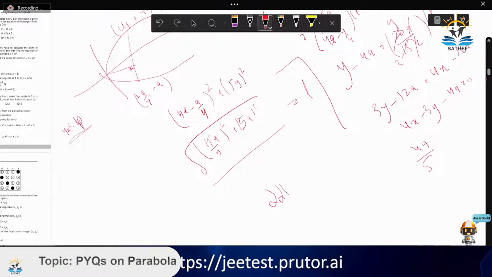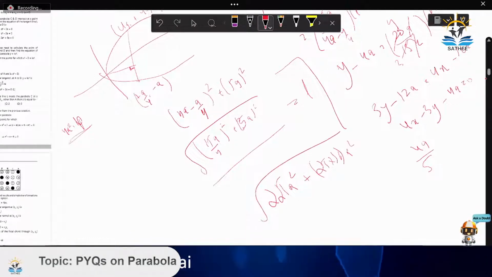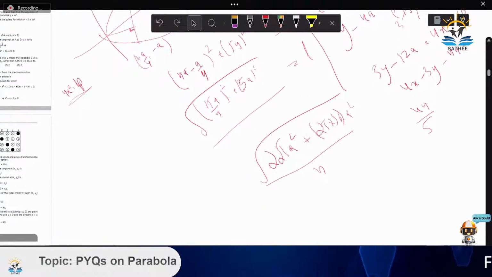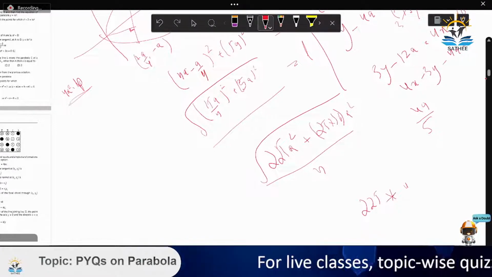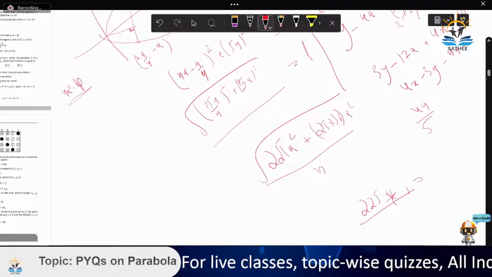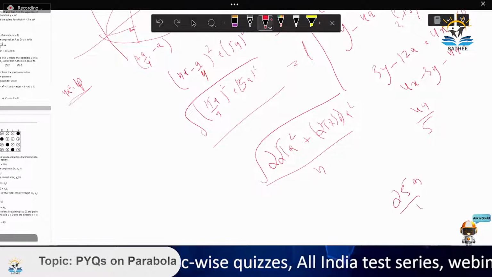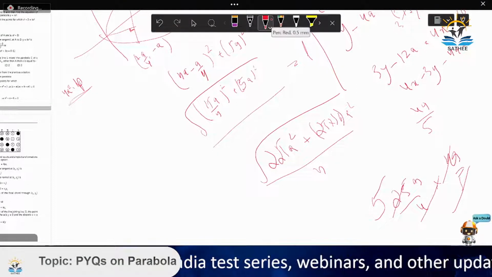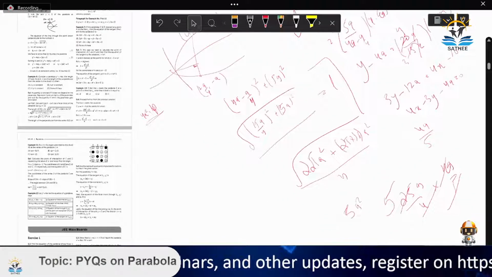So if I solve this, 4a by root of (25a square plus...) hmm, let me multiply. So the product is 25a by 4 into 4a by 5, which gives me 5a square, which is not equal to 4a square. So their product is not constant.